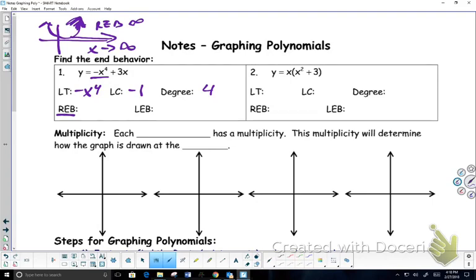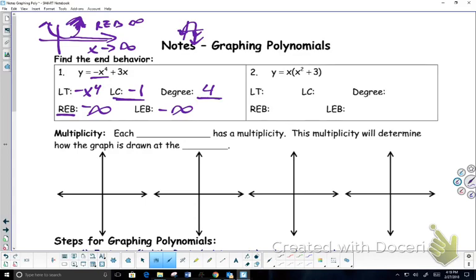So in this case, since my a value is negative, just like y'all are familiar with a quadratic, if my a value is negative, notice my right-hand bound is going to be going down forever. So my right-hand bound will be negative infinity. If the degree is even, your left-hand bound will go the exact same direction.